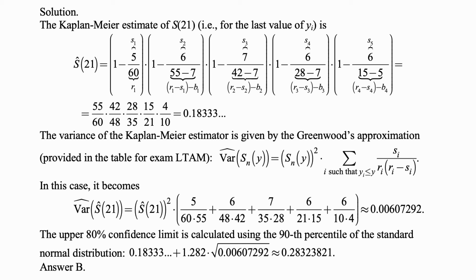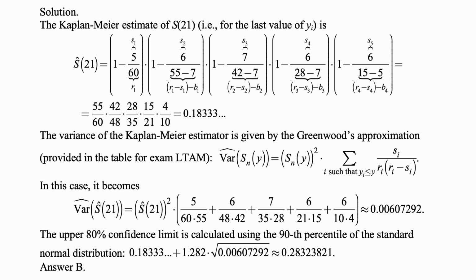And then the upper 80% confidence limit is calculated using the 90th percentile of the standard normal distribution, and we're using the 90th percentile because the numbers above the 90th percentile constitute 10% of the probability distribution. And the symmetric confidence interval has 10% above and 10% below the lower limit, so the upper limit corresponds to the 90th percentile of the probability distribution.